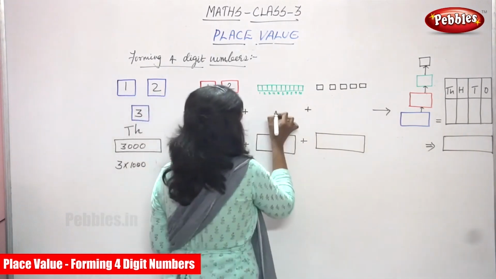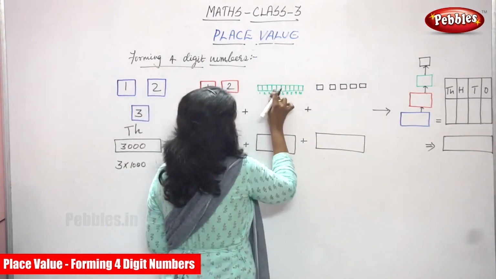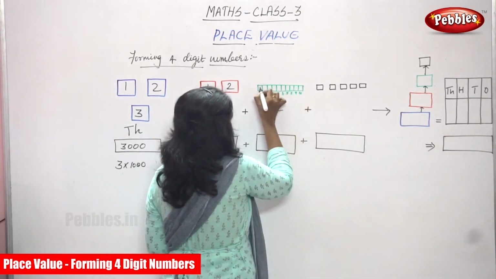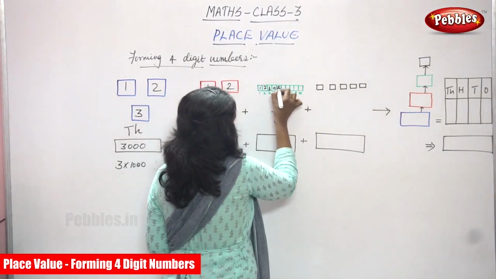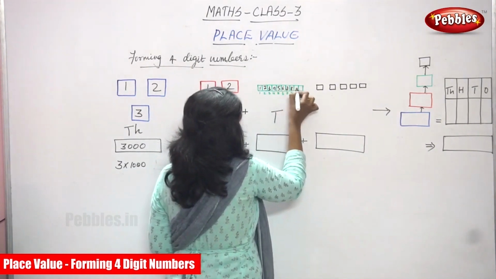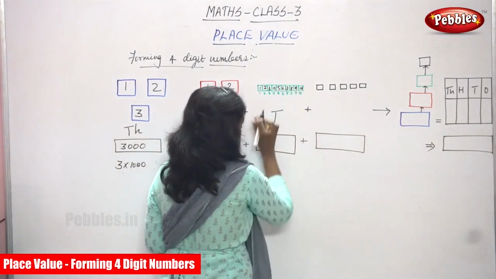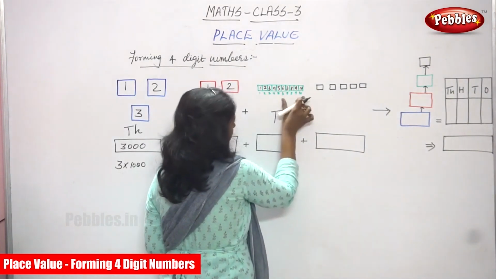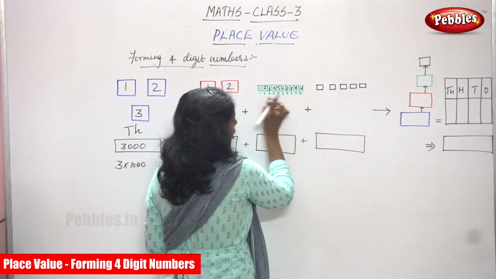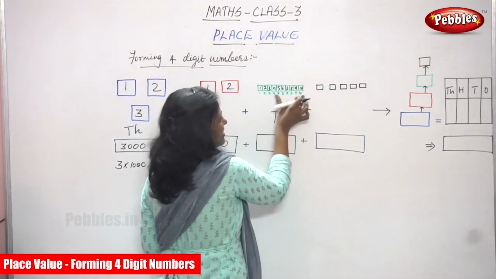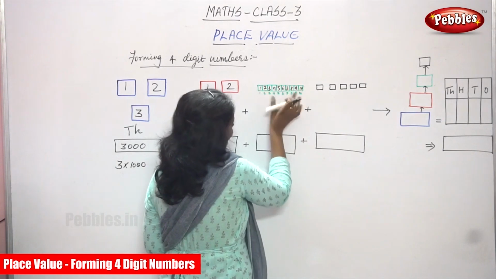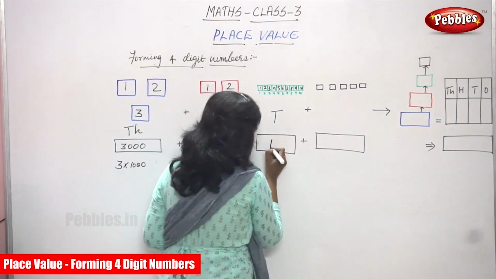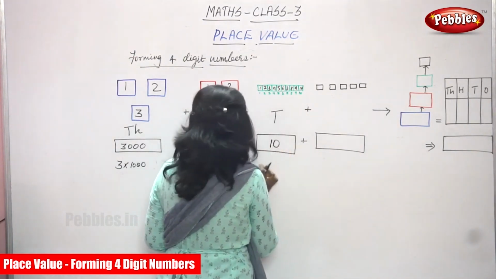Next, this is tens. 1, 2, 3, 4, 5, 6, 7, 8, 9, 10. I'll repeat: 1, 2, 3, 4, 5, 6, 7, 8, 9 and 10. So how many tens? 1 ten. This is completely 1 ten. You have to consider how many boxes in this diagram. That is 10 boxes. So it is only 1 ten, that is 10.